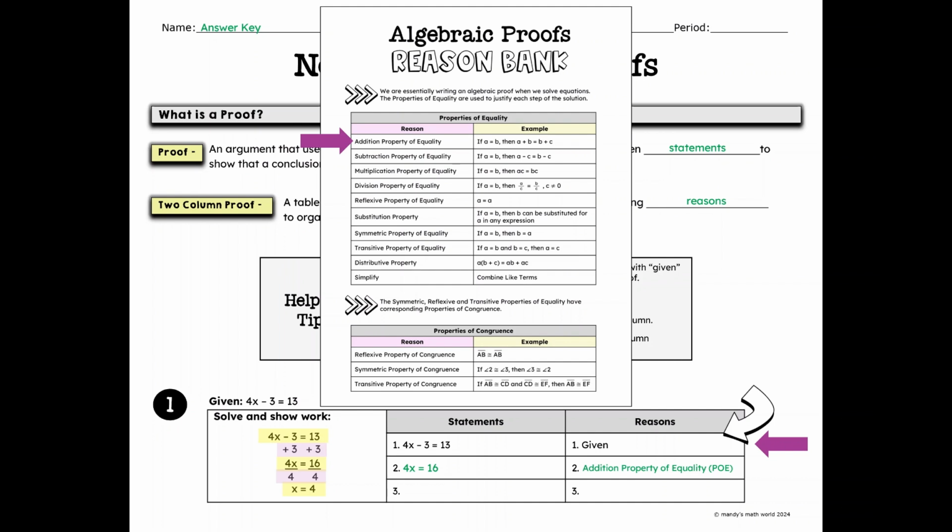Okay. The next step, what we're going to write in this statements column in number 3 is the next thing that I've highlighted in yellow, which is x equals 4. Okay, what did we do to get there? We divided both sides by 4. That's the division property of equality. I'm going to write that down there, the division property of equality.